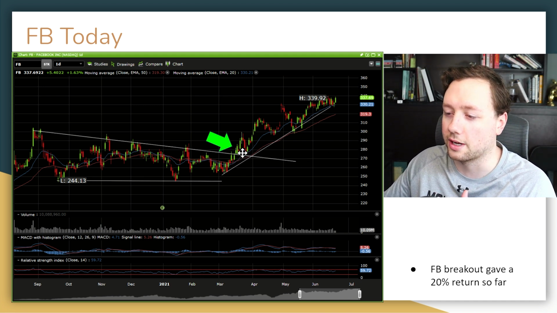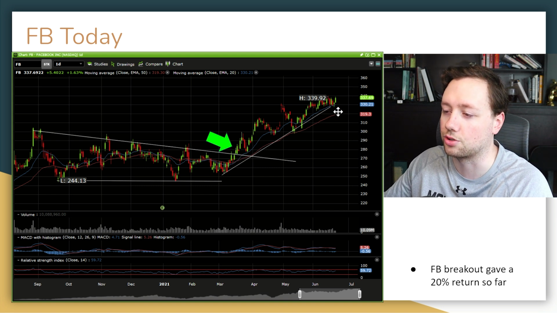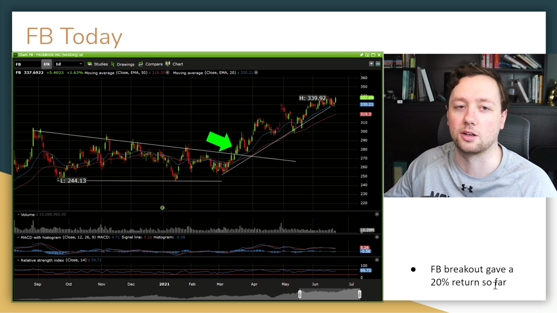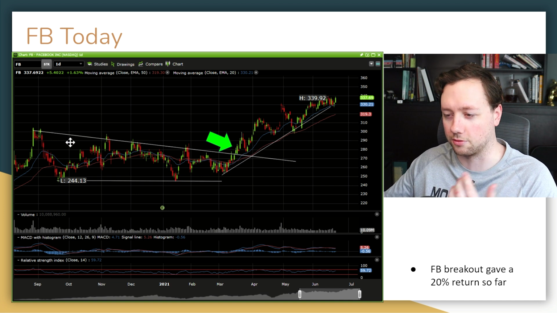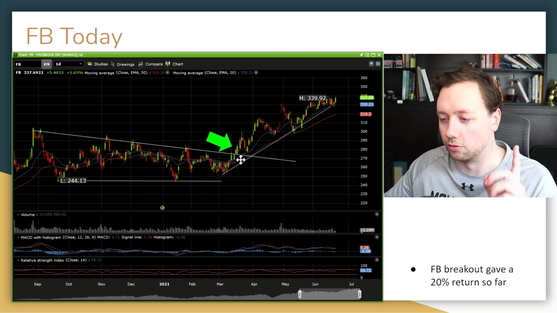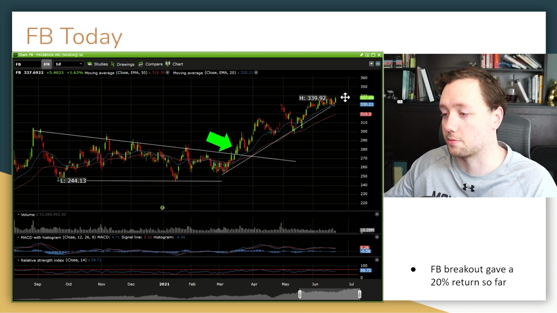So you can see the breakout right here and the day of increased volume right here. And since then, the stock is now trading at $340. So it's given us a nice little 20% return so far. And this was a very simple trade. Just by identifying support and resistance, you were then able to get in right on the breakout and ride the stock higher. And it's probably going to continue to go higher because Facebook is still a great company.